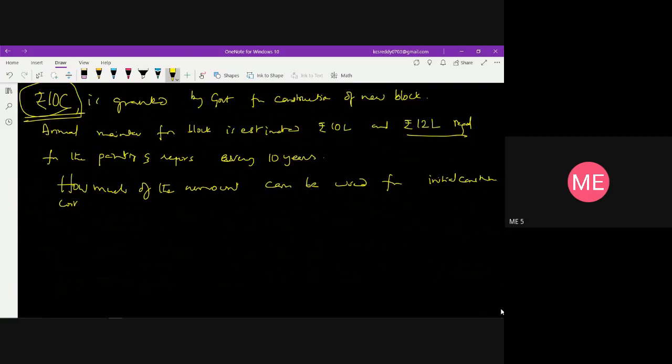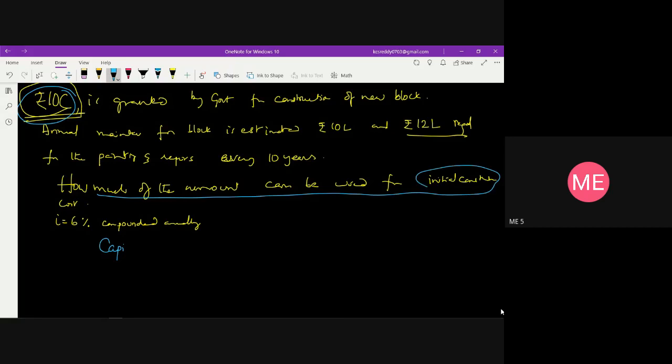The rate of interest is also given, that is I equal to 6%, compounded annually. So this is the data. The 10 crores budget is the capitalized cost, because we need to find how much of the amount can be used for the initial cost of construction. So given capitalized cost is 10 crores rupees.